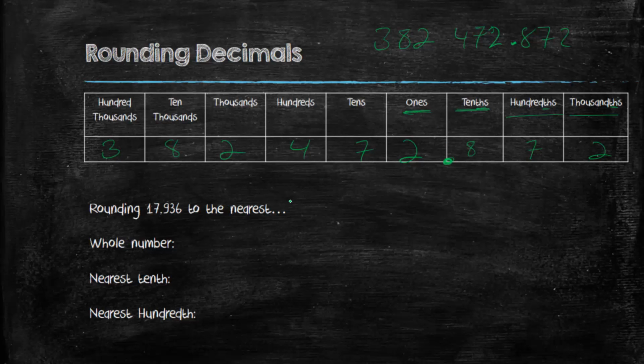Okay, so how do we round? Well, when we're rounding, we always round according to what we're being told to round, whether it be whole number, nearest tenths, or nearest hundredths. Well, what does this mean?